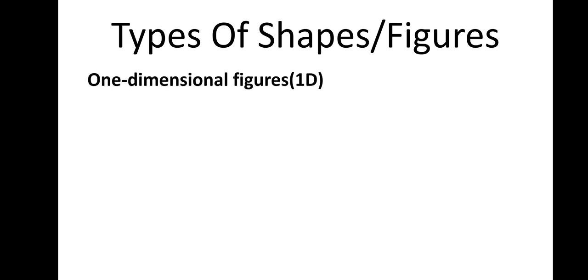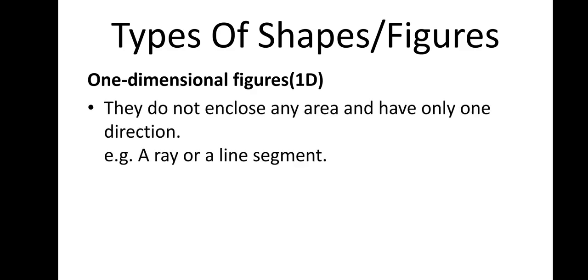Now, coming to shapes or figures. We have one-dimensional figures, that is 1D. What are one-dimensional figures? As the name indicates, figures having only one dimension. They do not enclose any area and have only one direction. It can be a ray or a line segment. A ray or a line segment comes under the category of one-dimensional figures. That is 1D, where D stands for dimensional.